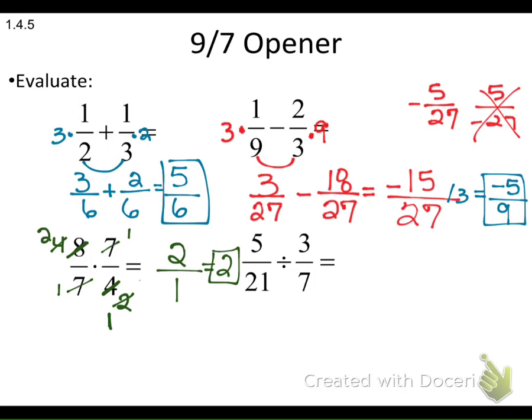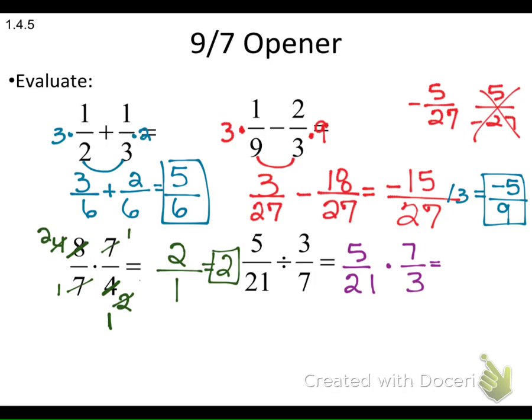You keep the 5 and the 21 the same, perfect, and then you put the times, and then switch the 7 and the 3, so 7 over 3. Keep, flip, change, right? Yeah. We kept, we flipped, we changed. Go ahead. We're going to reduce any numerator with any denominator. So 5 times 7 is 35, and 21 times 3 is 63.